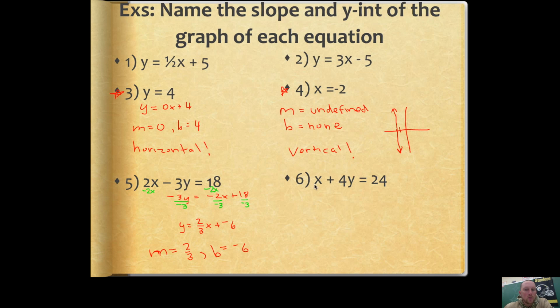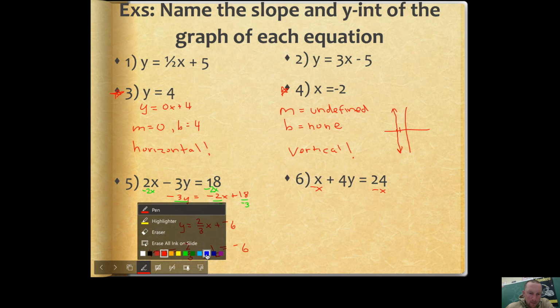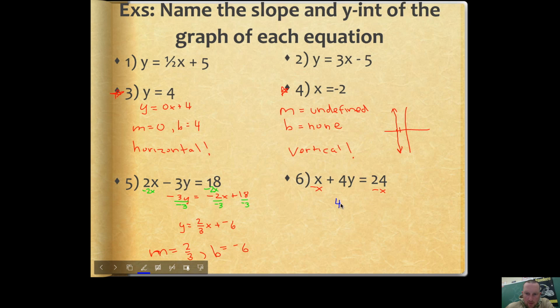Same kind of thing over here. You want to get y by itself. So to do that, we're going to subtract x from both sides. And when you do that, you're going to get 4y all by itself on the left side. And on the right side, you're going to have these two terms. And it doesn't matter which way you write it, but there's definitely a better way to write it. Put the x term first, because again, we want y equals mx plus b.